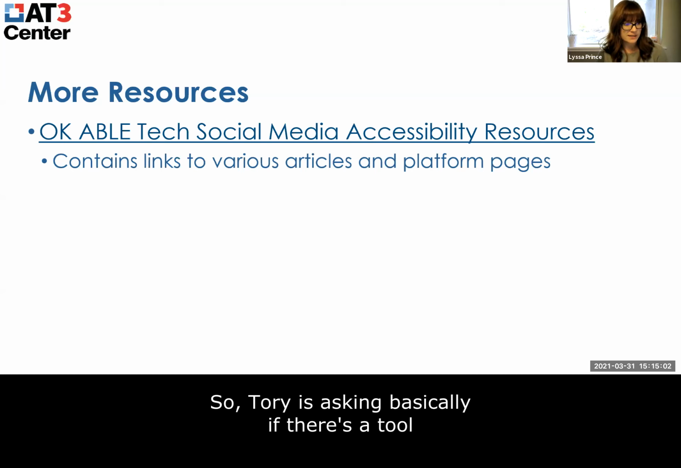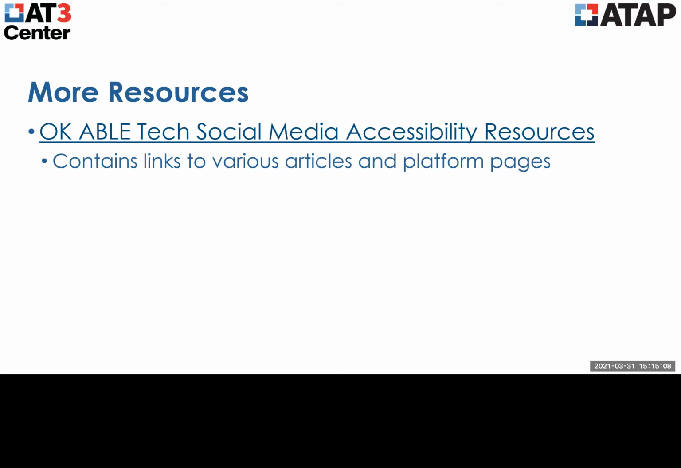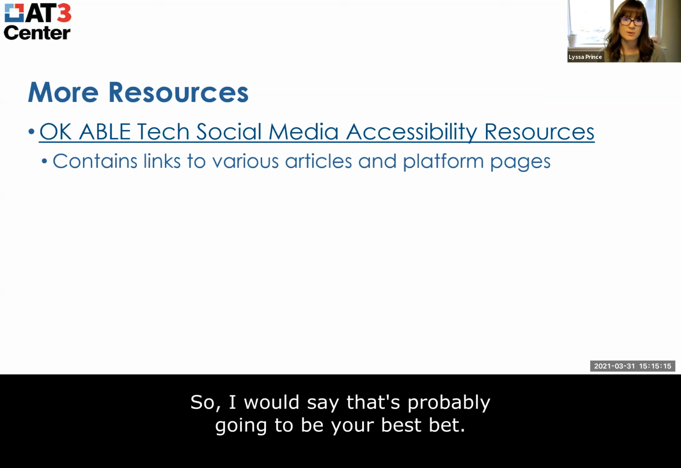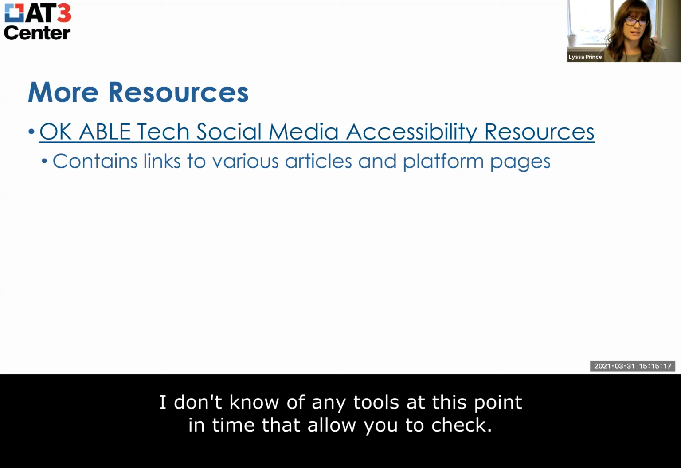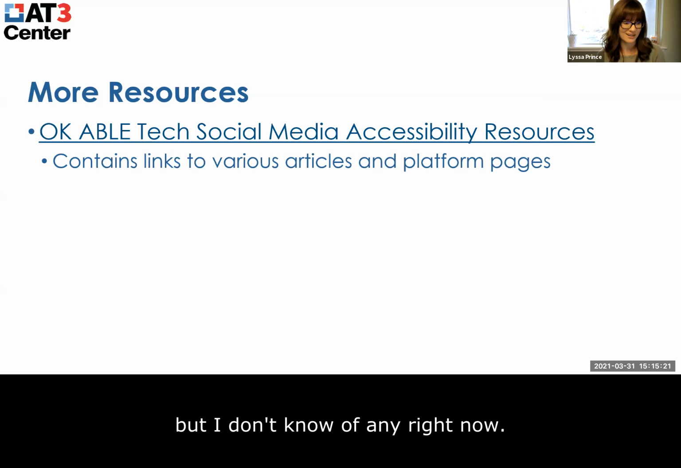Oh, so Tori is asking basically if there's a tool to check if social media posts are accessible. Not that I'm aware of. You suggest using NVDA to check the post, so I would say that's probably going to be your best bet. I don't know of any tools at this point in time that allow you to check. I'm sure someone's going to create one eventually, but I don't know of any right now.